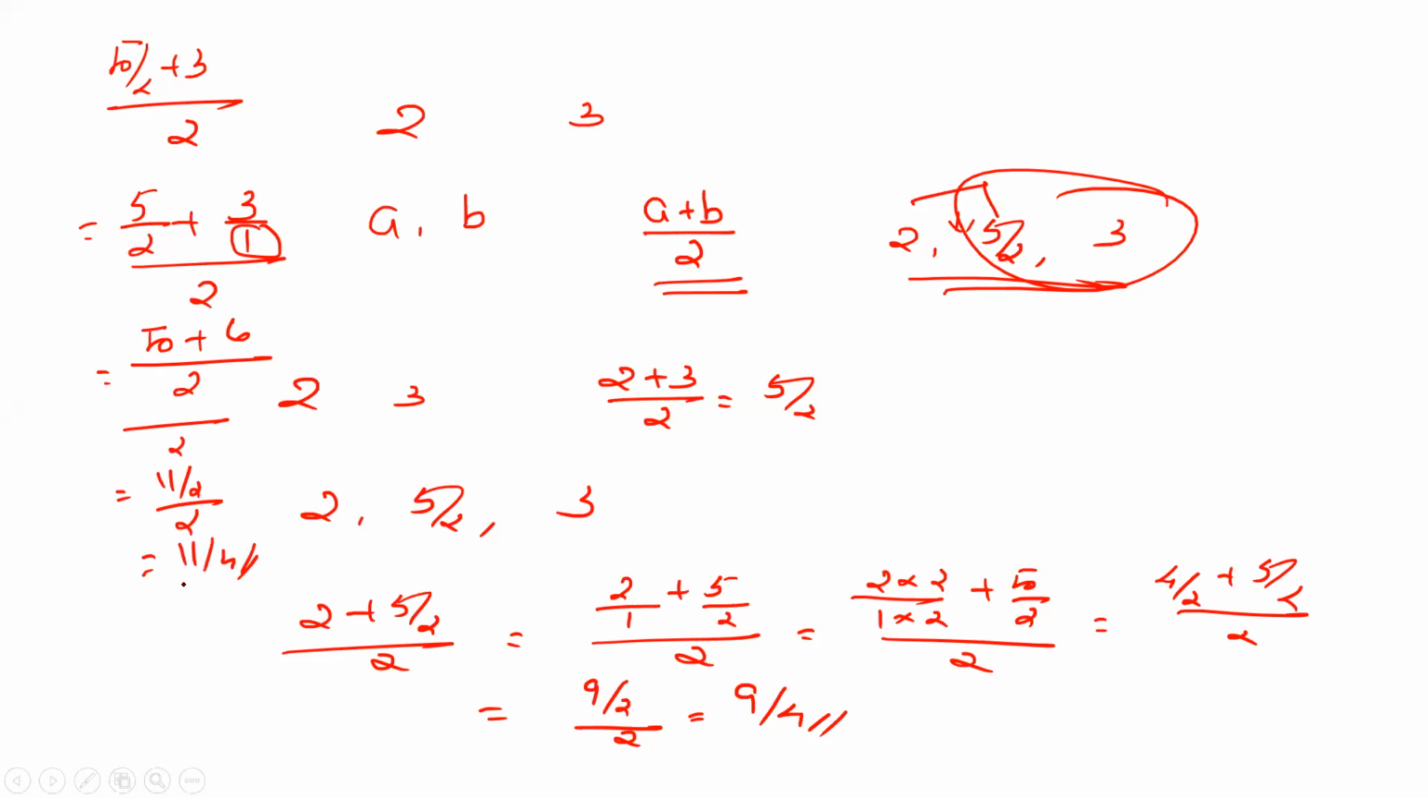So now we can say that 2, 9 by 4, 5 by 2, 11 by 4, then 3. These are the rational numbers between 2 and 3. In the same way, between 2 and 9 by 4 you can find a rational number, between 9 by 4 and 5 by 2, and between 5 by 2 and 11 by 4. Like that, infinite number of times you can find rational numbers.